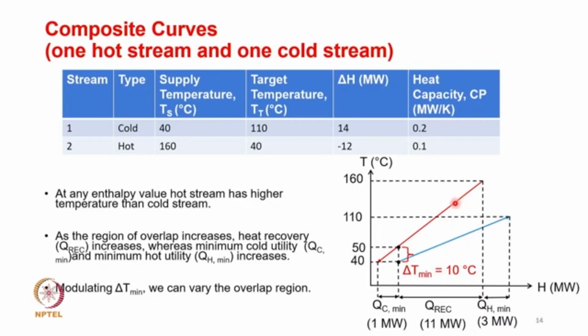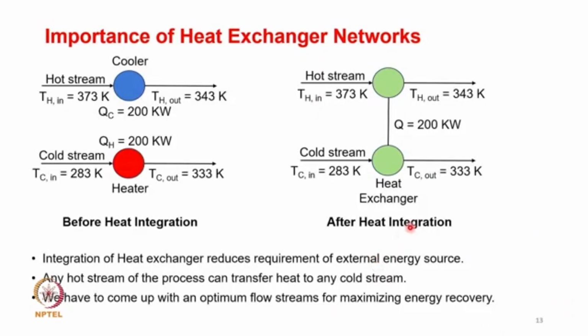So, one thing that we need to look at in this case is how they can be integrated. You have the cold stream, which is available at 40, and you need to increase its temperature to 110. You have your hot stream which is available. You can see the direction for cold, you have to increase it to 110. This is the direction of increase of heat or temperature. This is the direction of decrease of temperature. So, this is the 160 degrees C available as the supply temperature, and you need to bring it down to 40.